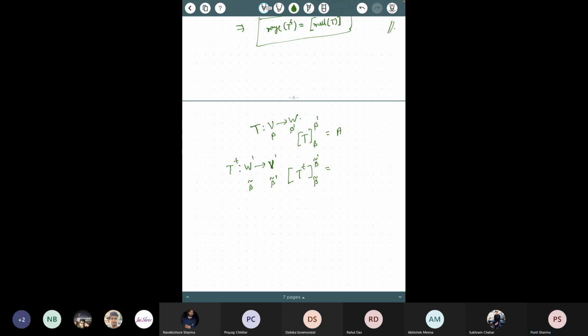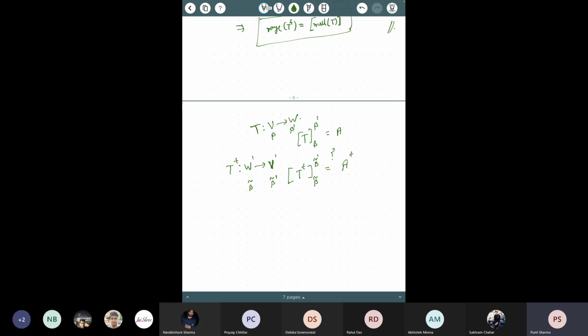A transpose. So this is our guess. If we want to relate these two things, can we say that the matrix representation of T transpose is actually the transpose of the matrix representation of T? That is what we want to see. The answer is yes, provided you choose these bases appropriately.